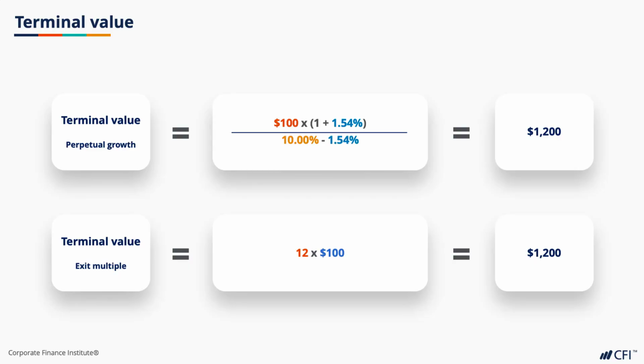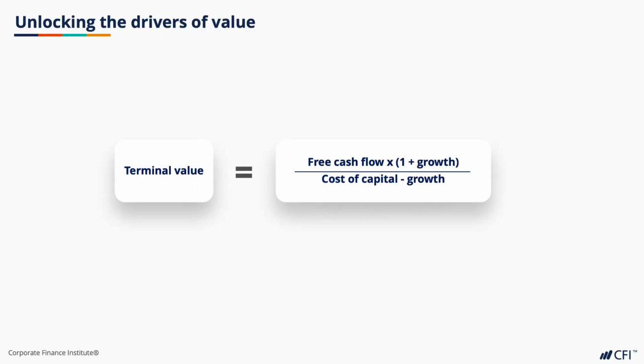Using a perpetual growth rate formula is more common among academics, and using a terminal value that's an exit multiple is more common among industry practitioners. Sometimes, though, you can take an average of the two or toggle back and forth between them and compare the values. Let's take a closer look at what drives value for a business, and more specifically, what can create a larger terminal value for a company.